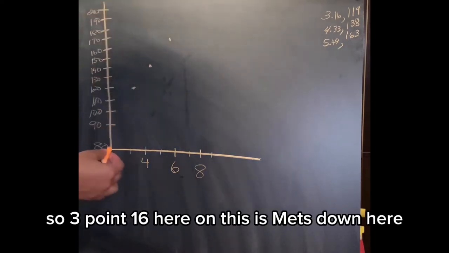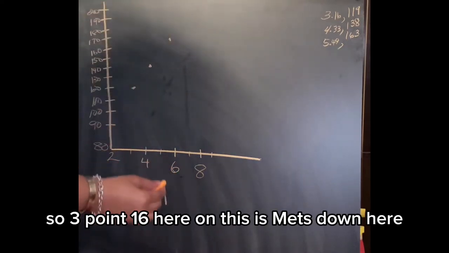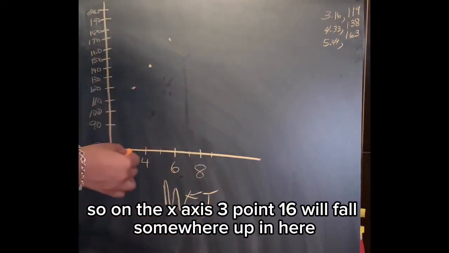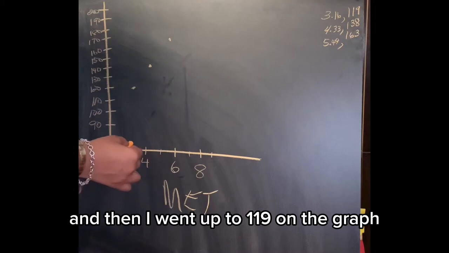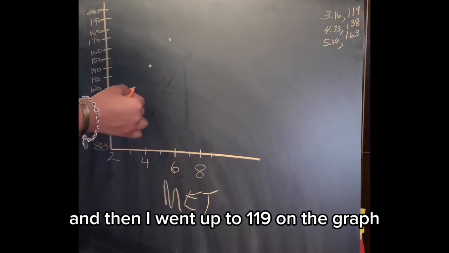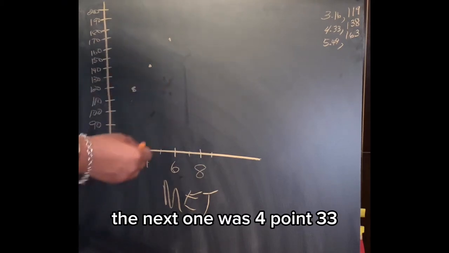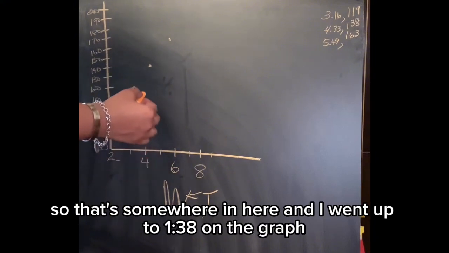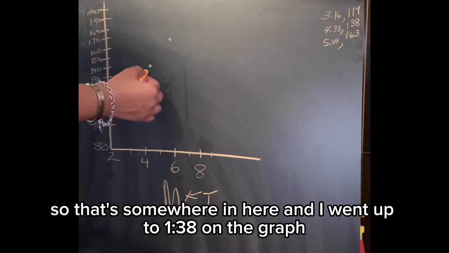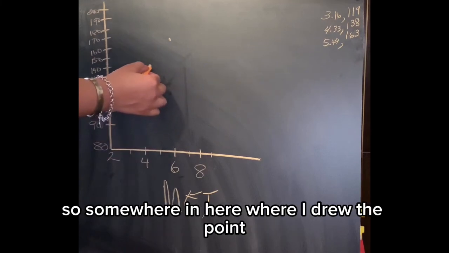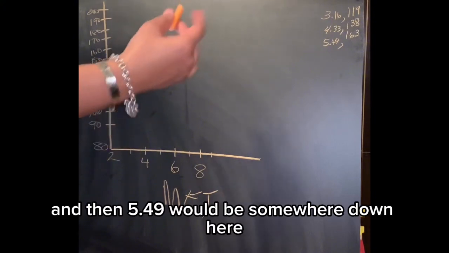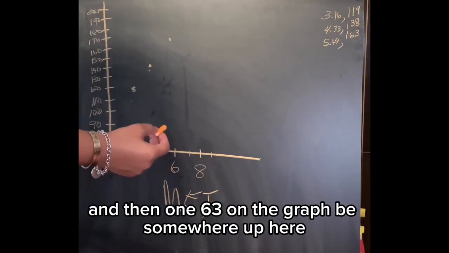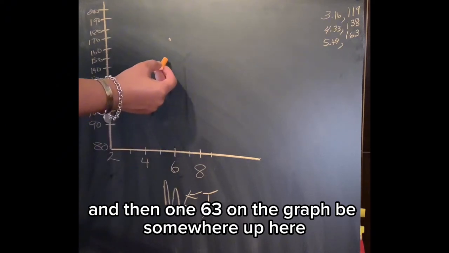So 3.16 here, this is METs down here, on the x-axis, will fall somewhere up in here. And then I went up to 119 on the graph, so I put that point there. The next one was 4.33, so that's somewhere in here, and I went up to 138 on the graph, so somewhere in here where I drew the point. And then 5.49 would be somewhere down here, and then 163 on the graph would be somewhere up here.